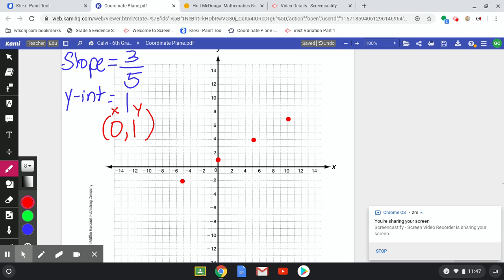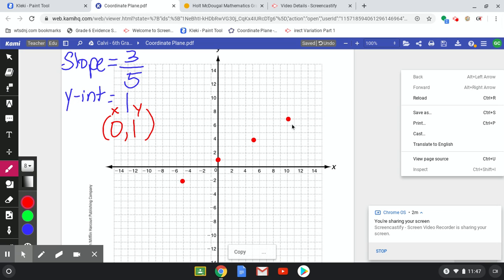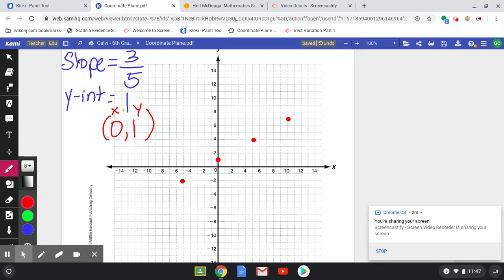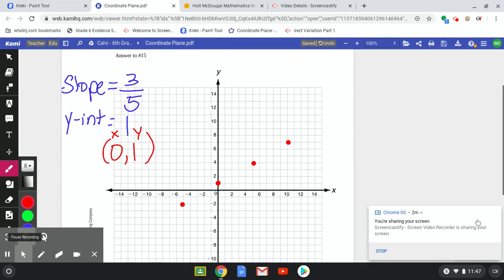I know in Go Formative it's not allowing you to actually draw the line, so just plotting your points is fine unless you want to actually do it on paper and attach a picture. All right, so this is problem 1. Let's go to problem 2.